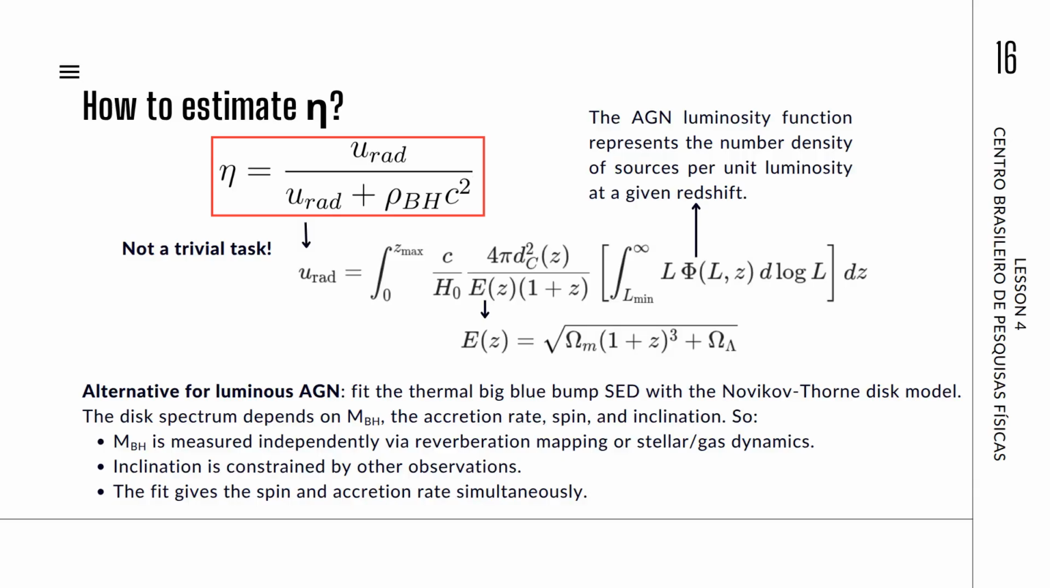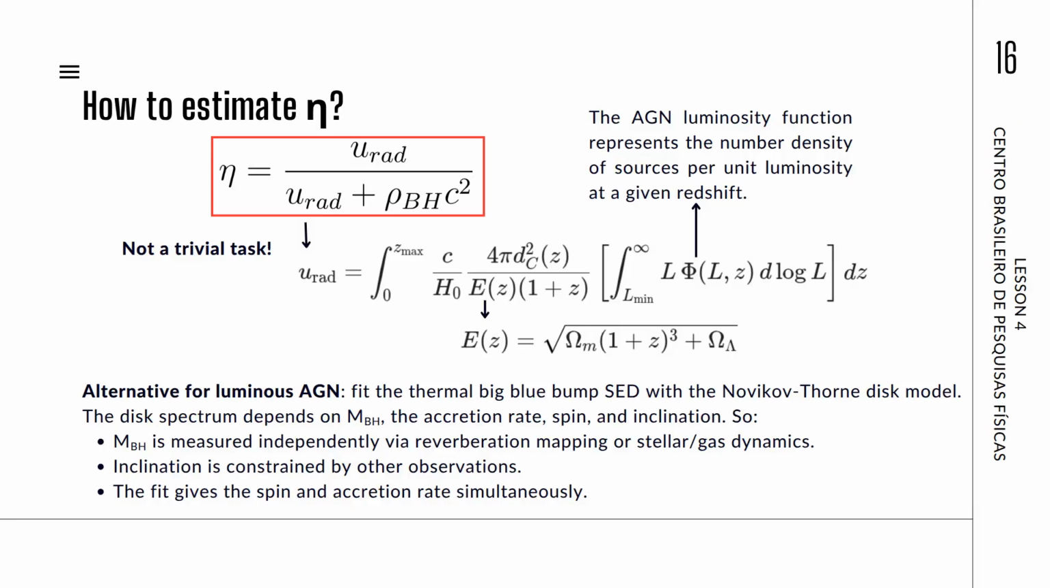So the black hole mass is measured independently via reverberation mapping. Do you remember what is reverberation mapping? From the first class. This is what Emily, my student of Initiation Scientifica, is doing now. It's measuring the mass of black holes using a sort of reverberation mapping.